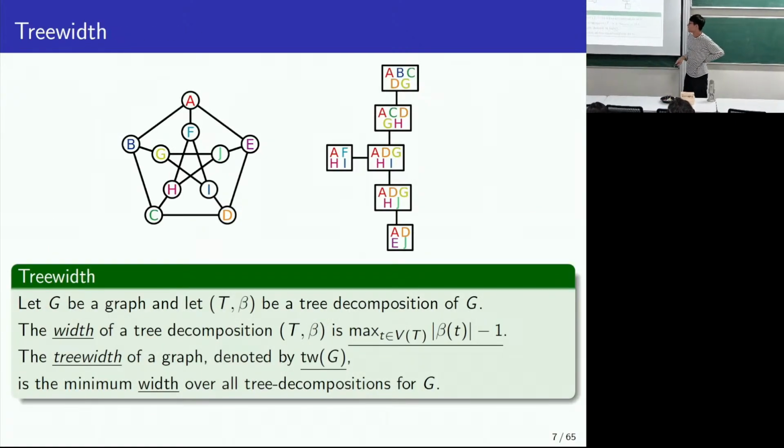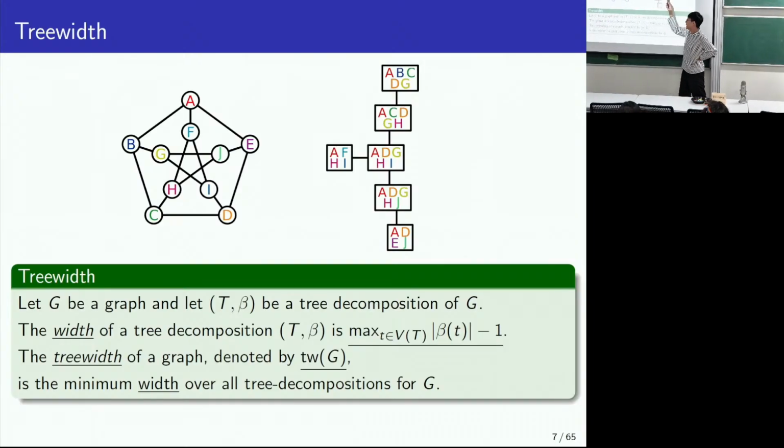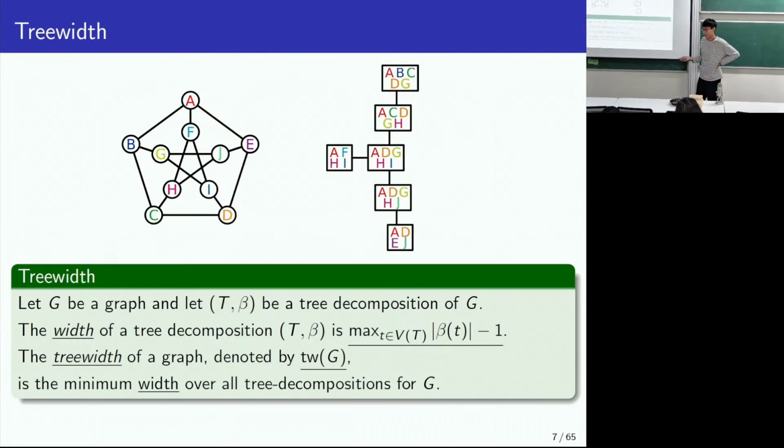The width of a tree decomposition is defined as the maximum size of a bag minus one. And tree width is defined as the minimum width over all tree decompositions of a graph. Here, this tree decomposition has width 4 because the bag with maximum size has 5 vertices in it, and it's optimal. So the Petersen graph has tree width 4.